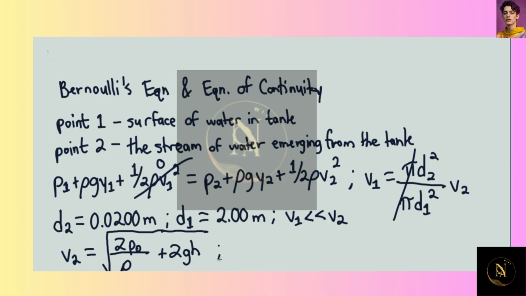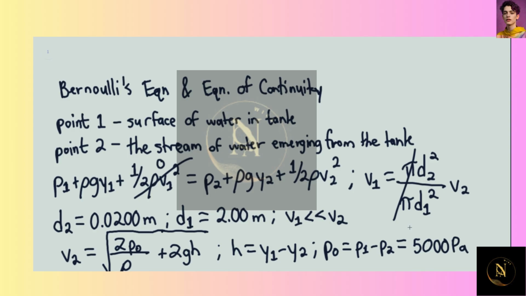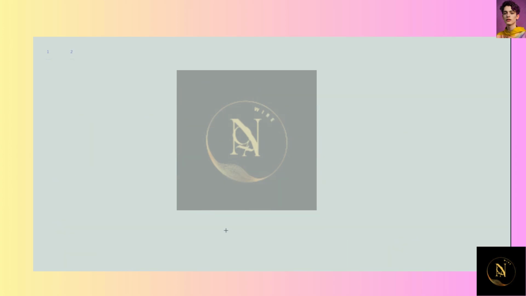We know that h is equal to y sub 1 minus y sub 2, and p naught is equal to the difference in pressures, which is 5,000 pascals. We know that initially h is equal to h initial, which is 0.800 meters. And rather, after this initial height, when the tank is drained, we can say that h equals 0 meters.